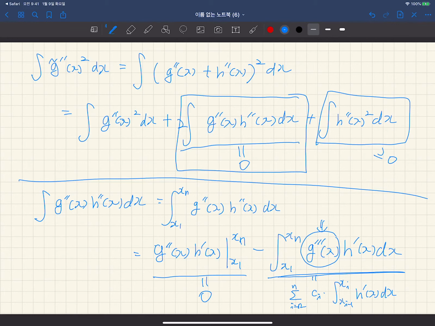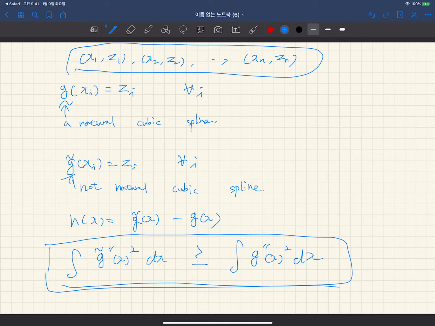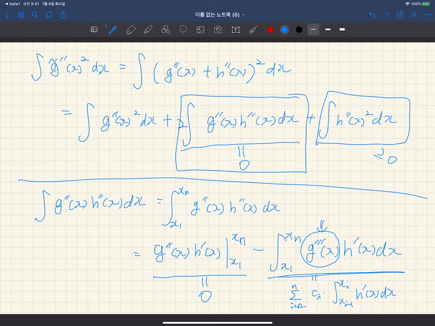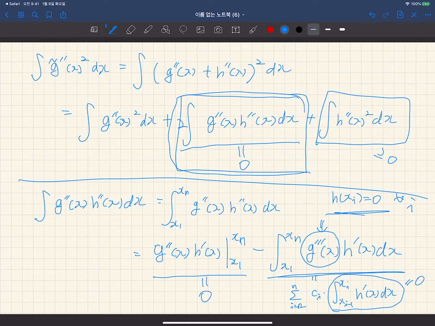And from the definition of the h function and from the definition of the g tilde function, the g tilde function and g function have to share the same function value at each node. So we know h of x_i is always equal to 0, which means this value is always equal to 0. So this is also 0, so we have this part equal to 0. That's it. We just finished the proof.